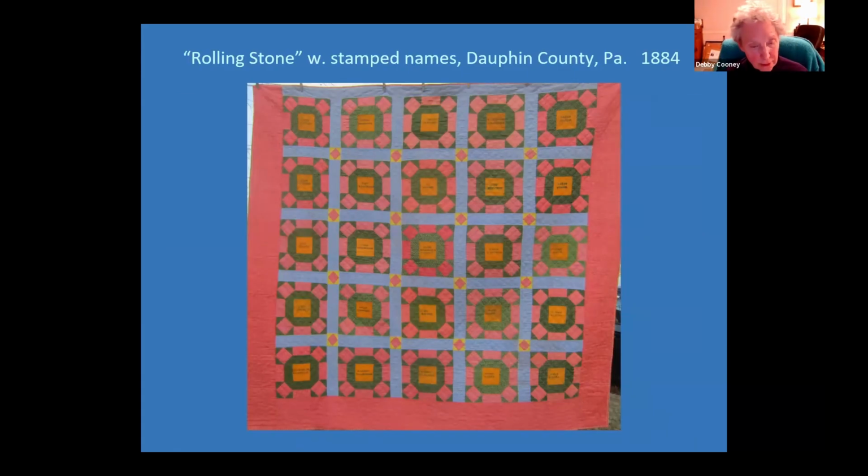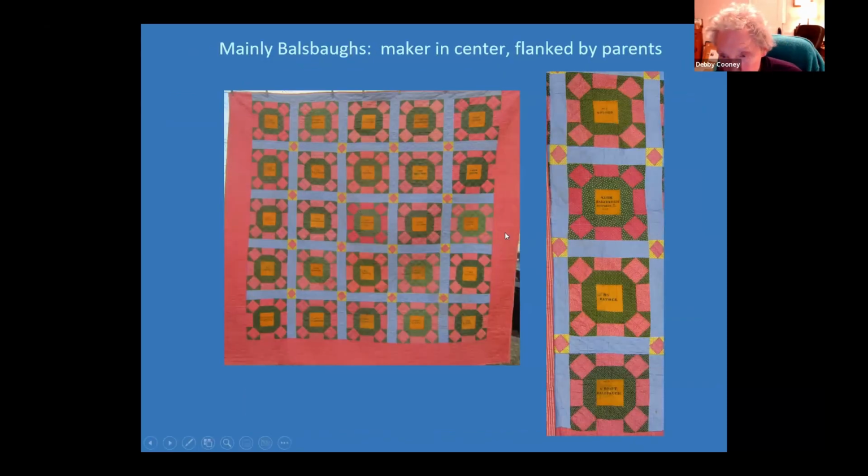This Ballsbaugh Rolling Stone uses a very distinct Pennsylvania German color palette of bright pinks and oranges with blue as the neutral. The large stamped names are mostly Ballsbaughs, with Alice the most likely maker in this center block. Her mother and father and uncle's blocks are above and below. Here she is, and here's her mother, my father, and here's her uncle Christian right down here.